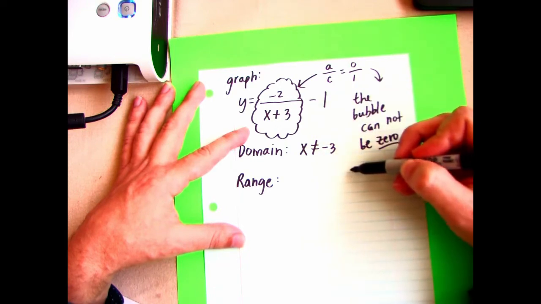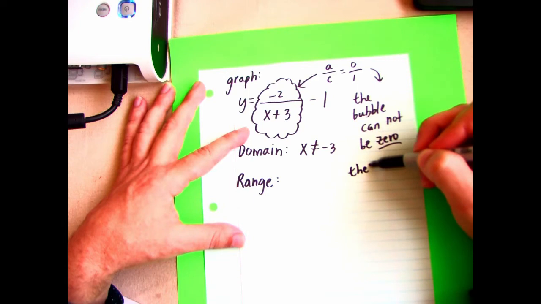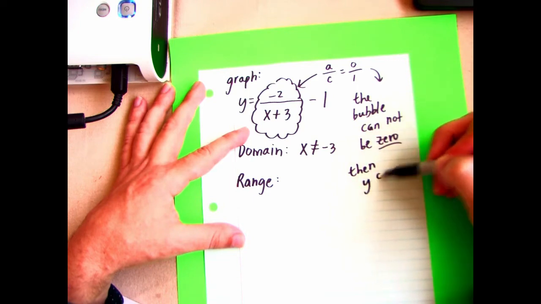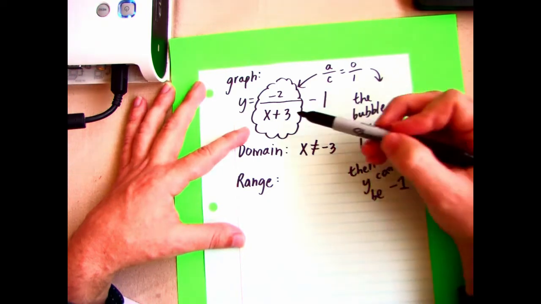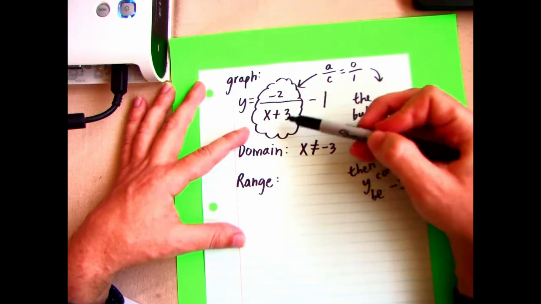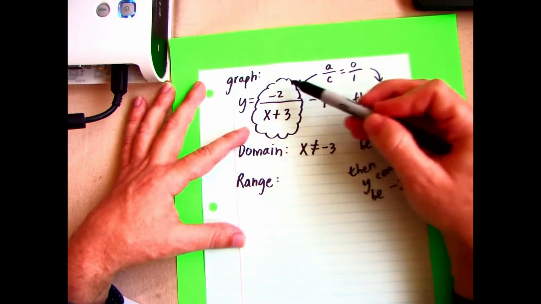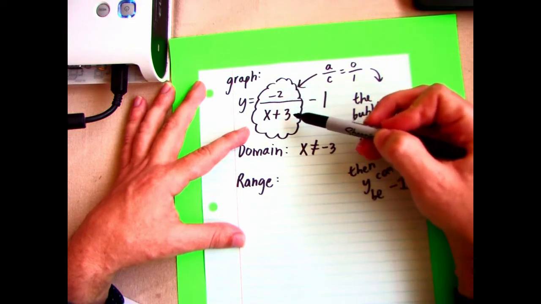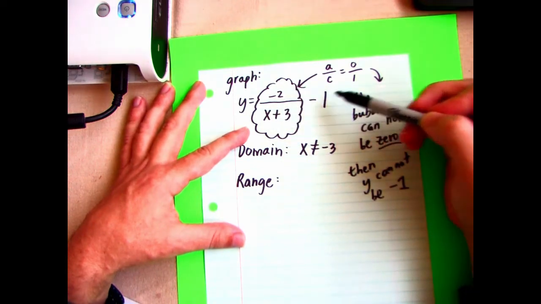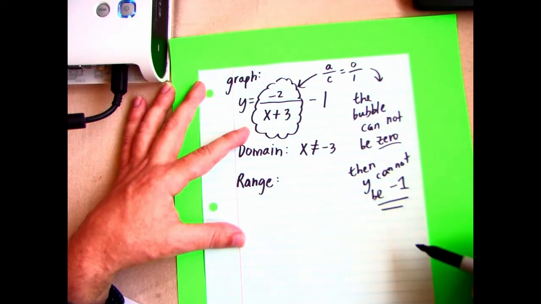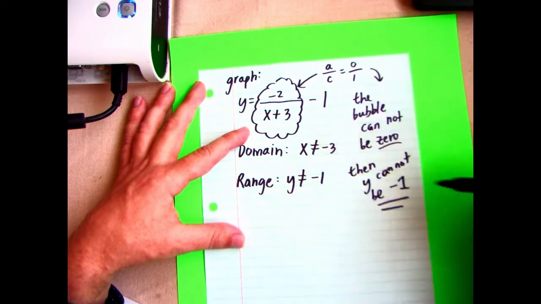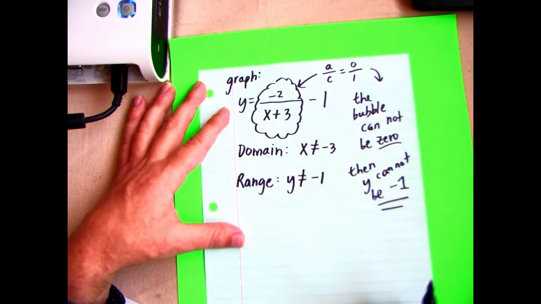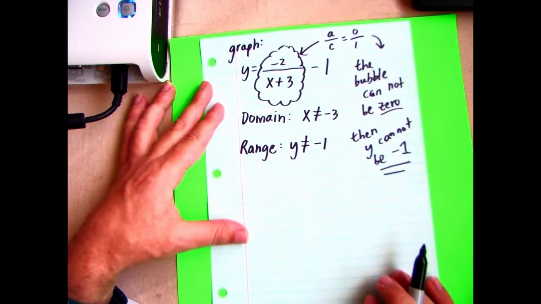Now, when you minus that 1, if the bubble can never be 0, you'll never have a situation in which it's 0 minus 1. Therefore, y cannot be negative 1. The bubble can't be 0, so y cannot be negative 1. That's how that minus 1 comes into play. So the range for this graph is y cannot be negative 1. Those are our asymptotes.